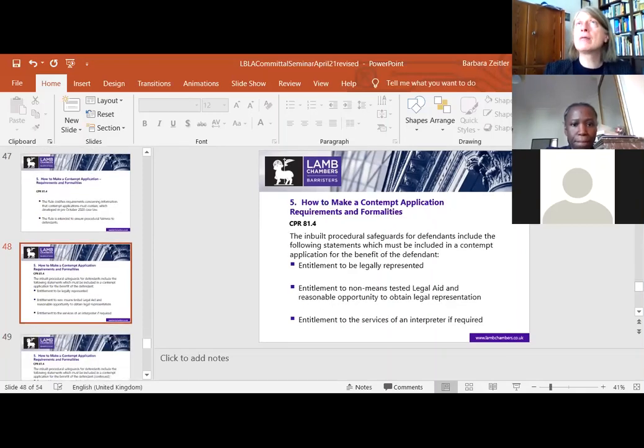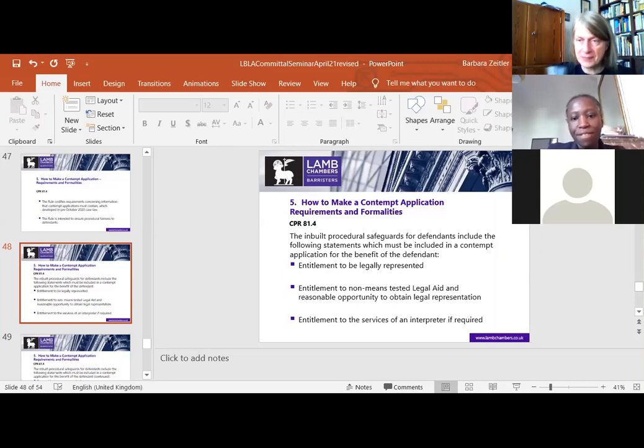So 81.4 is all about safeguards in respect of a defendant. And I think it is at this point that I hand over to Elizabeth, because Elizabeth wants to speak in this joint session, wants to mention to you in more detail the procedural safeguards.